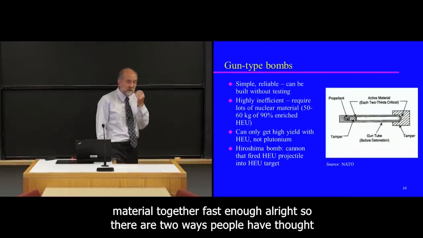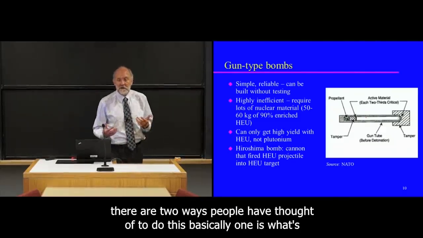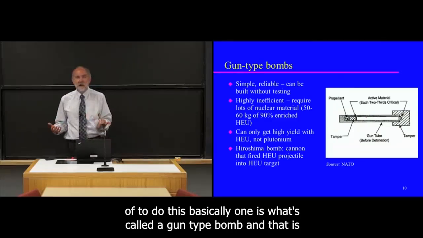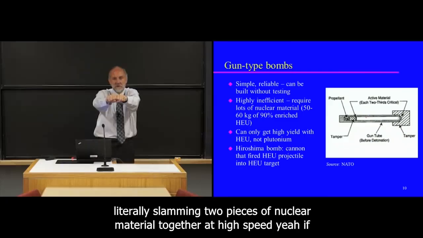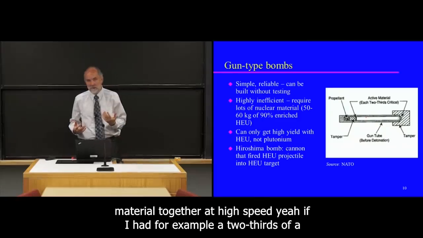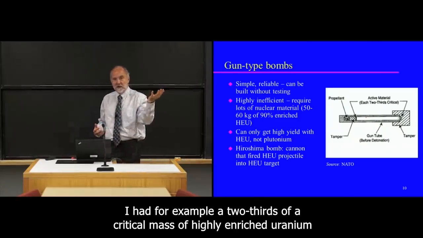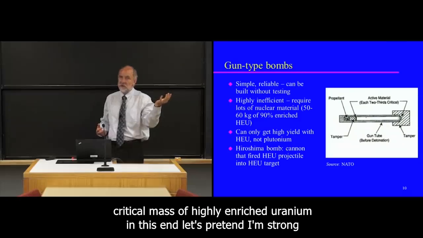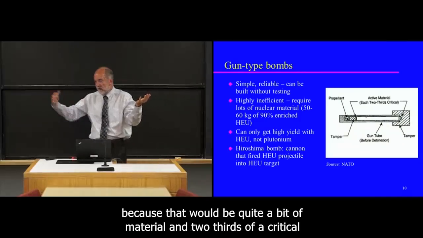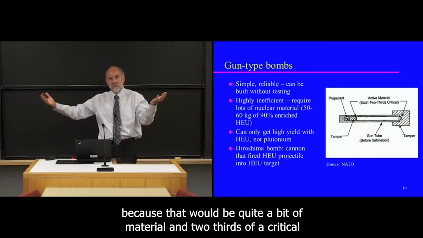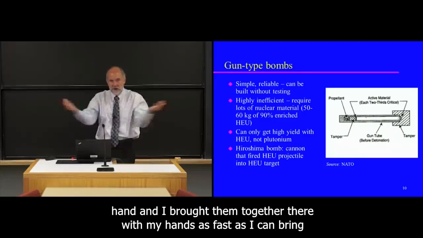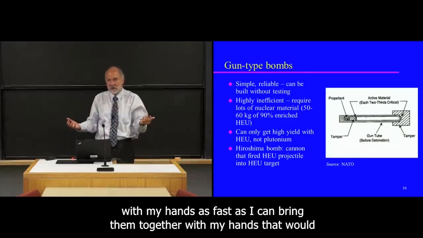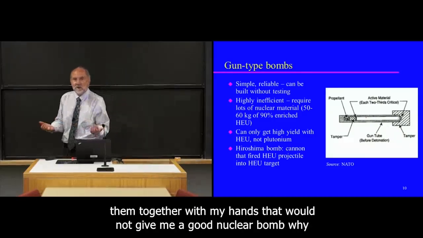All right, so there are two ways people have thought of to do this, basically. One is what's called a gun-type bomb. And that is literally slamming two pieces of nuclear material together at high speed. Now, if I had, for example, two-thirds of a critical mass of highly enriched uranium in this hand, let's pretend I'm strong, because that would be quite a bit of material, and two-thirds of a critical mass of highly enriched uranium in this hand, and I brought them together with my hands as fast as I can, that would not give me a good nuclear bomb.